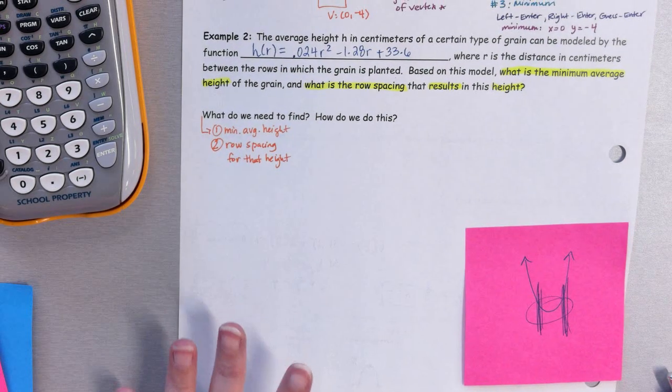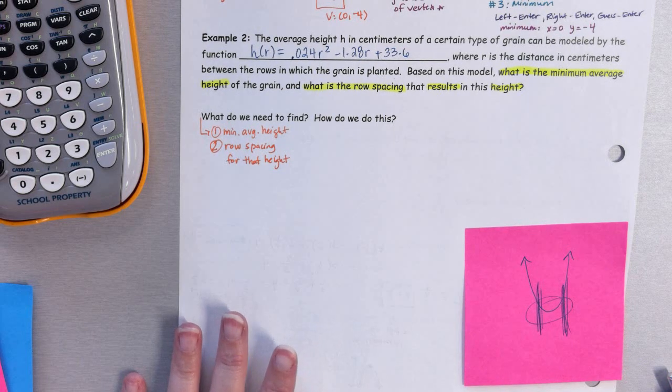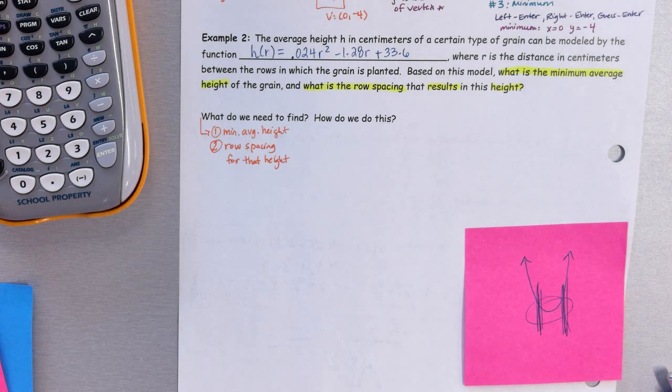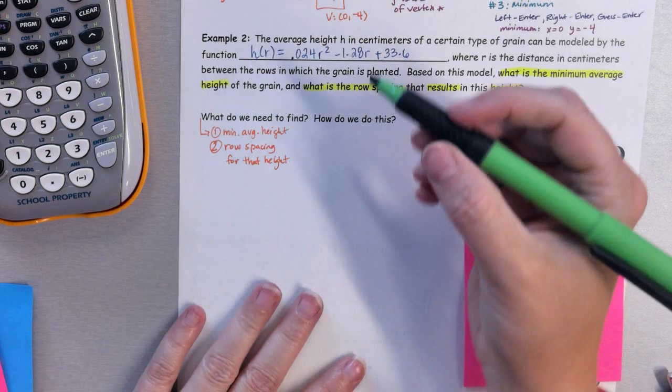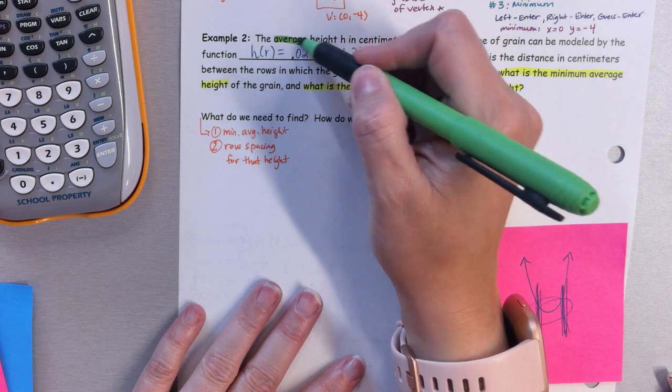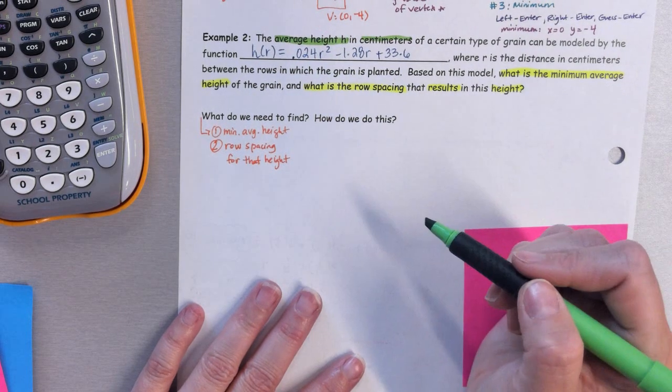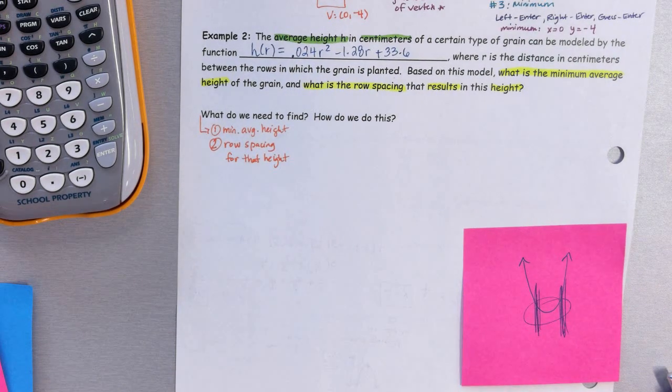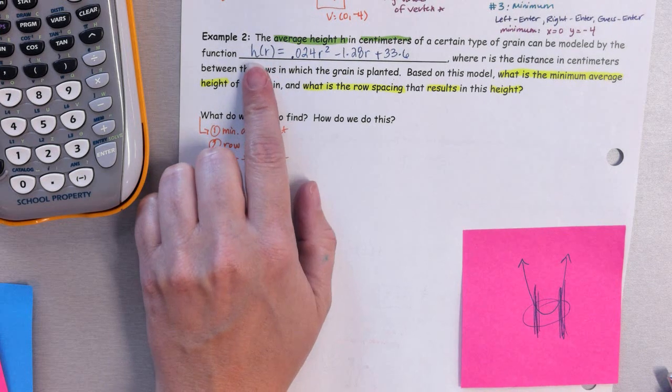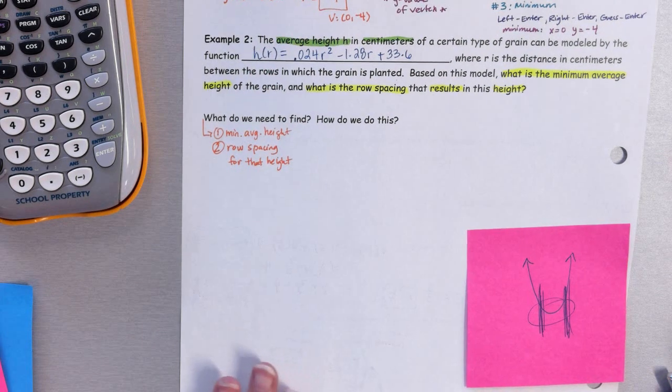Okay, so the minimum average height and then the row spacing for that height. What I like to do is go back and review what they told me about the variables. It said the average height h is measured in centimeters. And then if I look at my function, is h my output or my input? How can I tell?